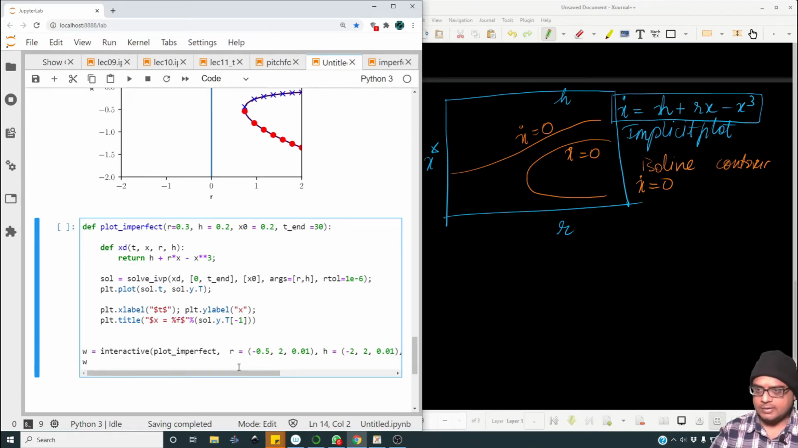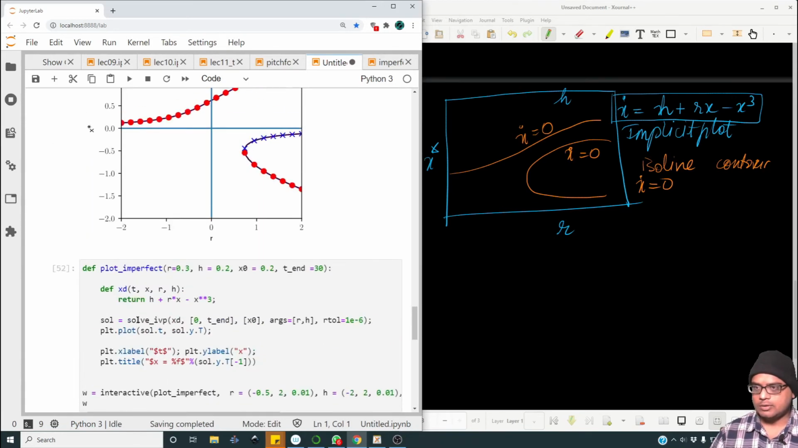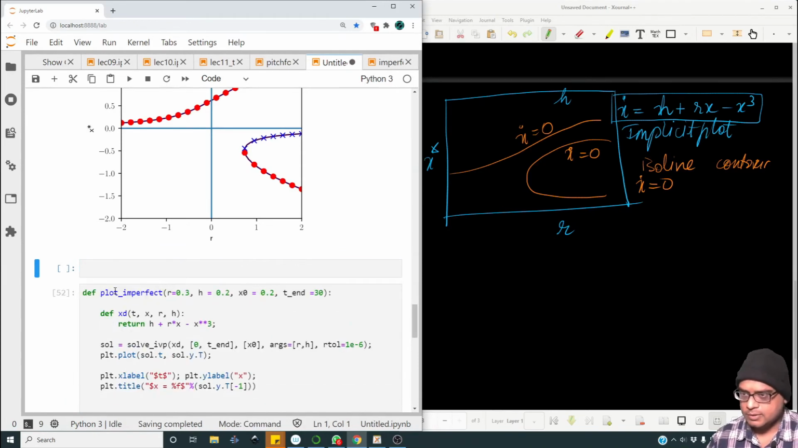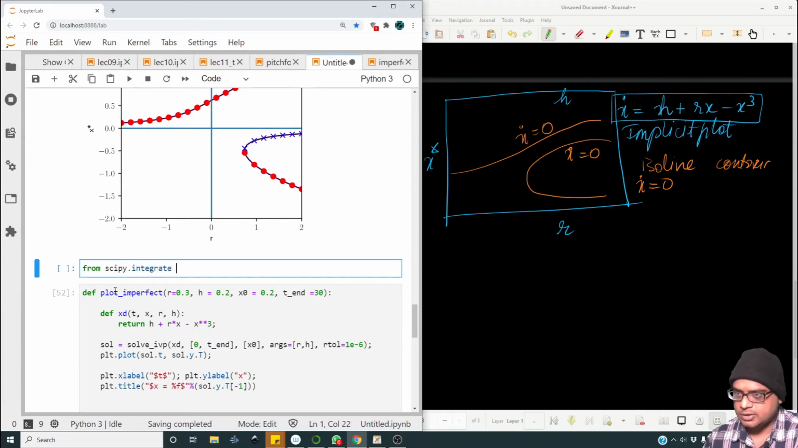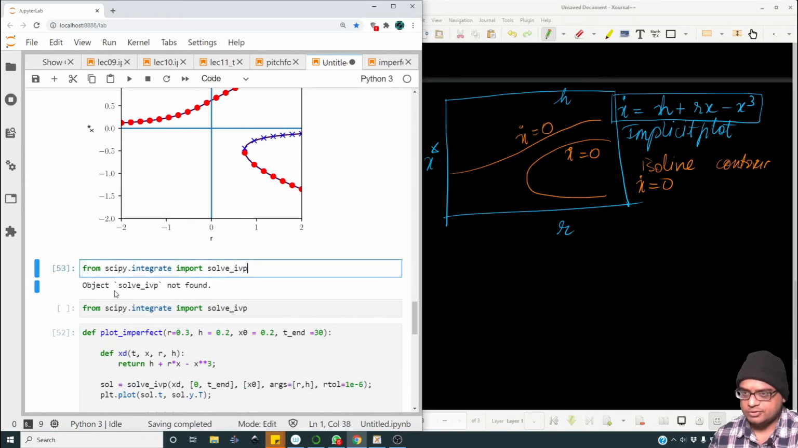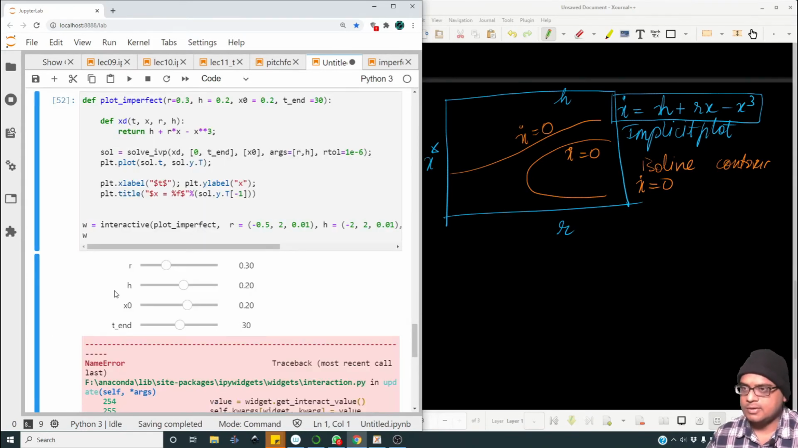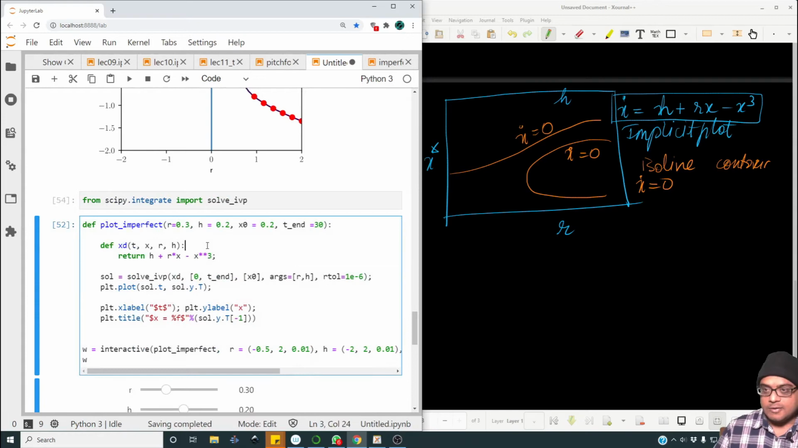So let me run this. So solve_ivp we have to import from scipy.integrate. So from scipy.integrate import solve_ivp. Oops. So there's a question. Huh. I had written that line. Okay. Anyway.